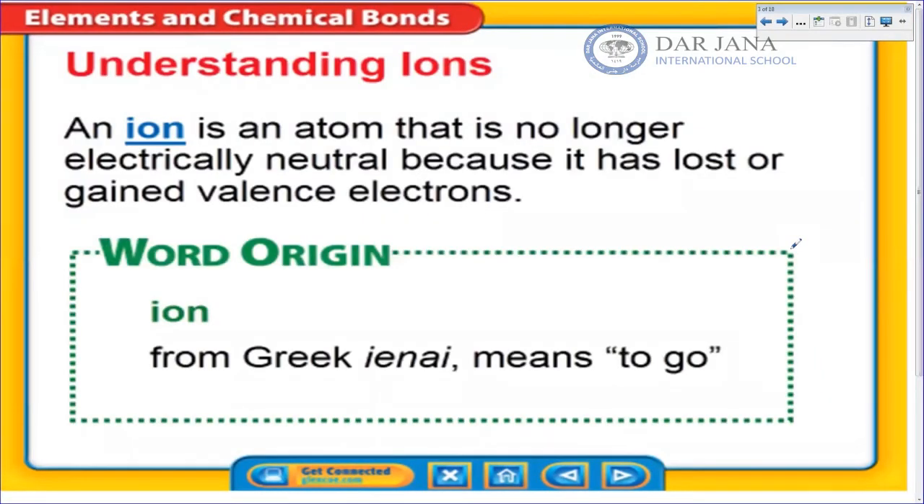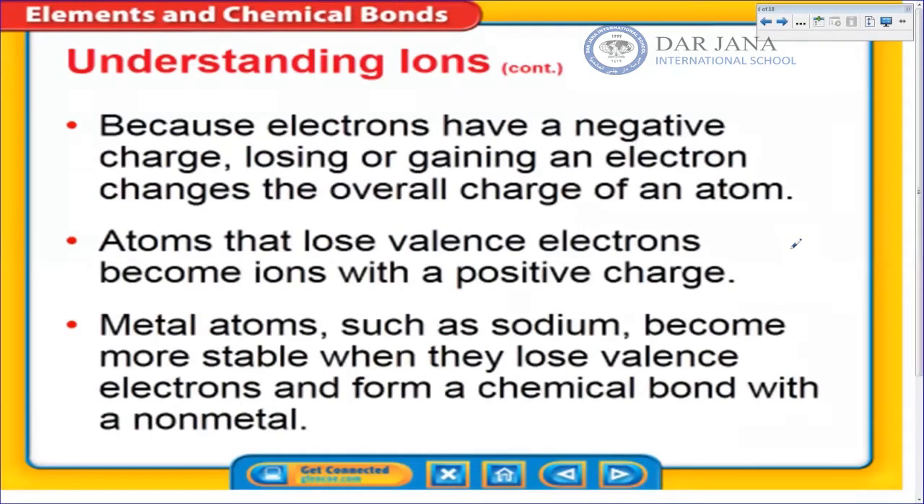What's an ion? An ion is an atom that is no longer electrically neutral because it has lost or gained valence electrons. Because electrons have a negative charge, losing or gaining an electron changes the overall charge of an atom. So, atoms that lose valence electrons become ions with a positive charge. Metal atoms, such as sodium, become more stable when they lose valence electrons and form a chemical bond with a non-metal.